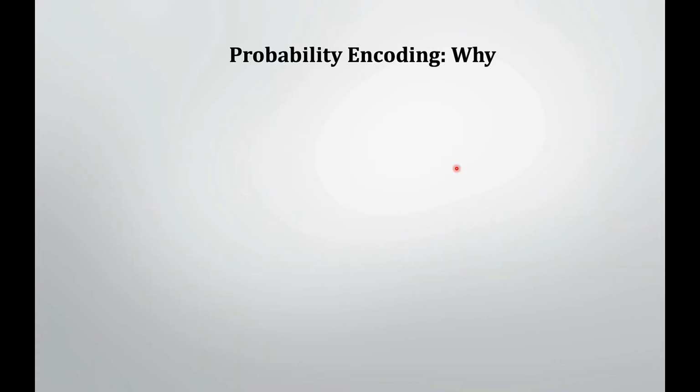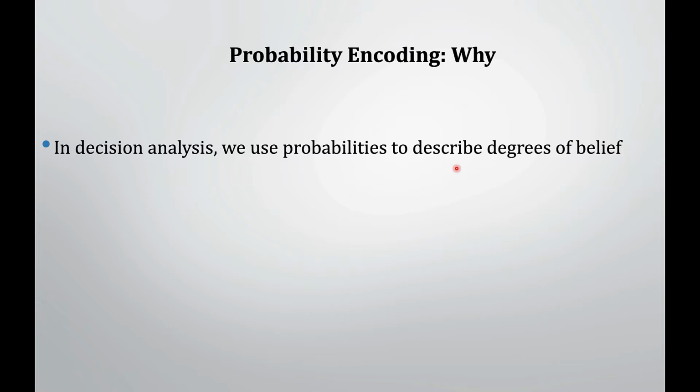So the first thing to talk about is why do we need to encode probabilities? As we have all learned by now, in decision analysis, we use probabilities to describe degrees of belief. When we say something happens with a probability of 0, we simply mean that the thing is definitely not going to happen. We are certain, with 100% certainty, that the event is not going to happen.